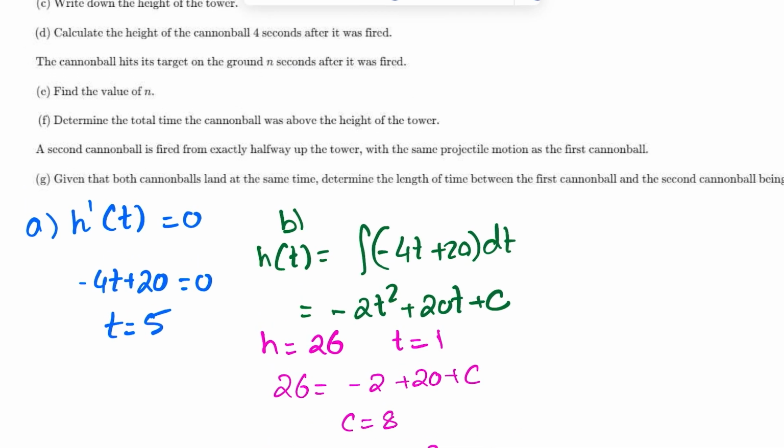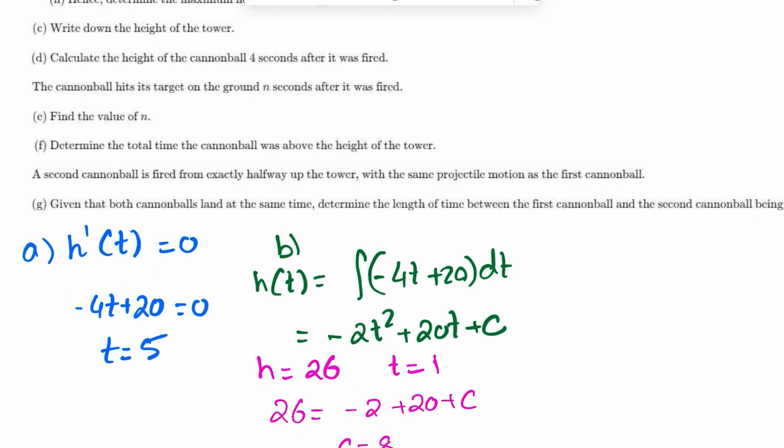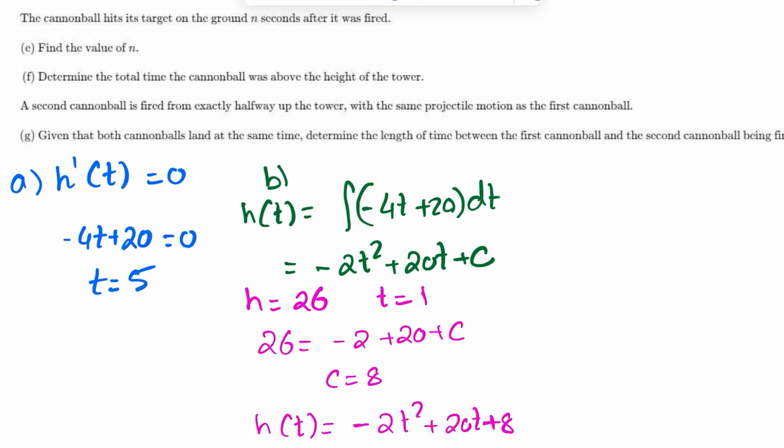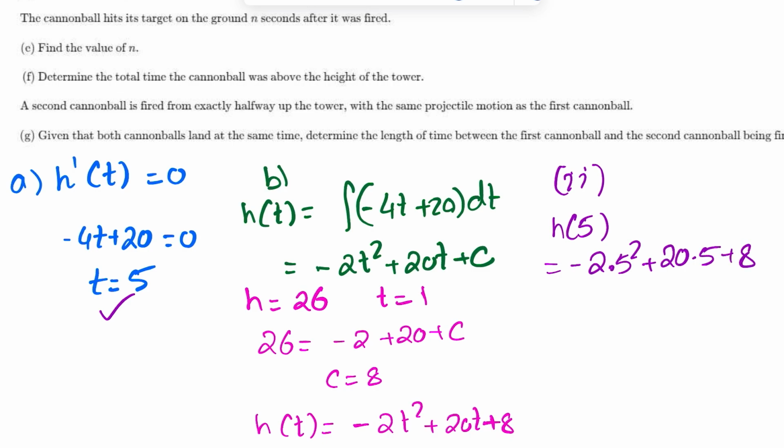Now determine the maximum height reached by the cannonball, that is B part 2. Maximum height is the height when t equals 5. So plug in 5 over there. What does that become? Negative 2 times 5 square plus 20 times 5 plus 8, which gives me the answer 58 meters. That's going to be the answer for part B2.